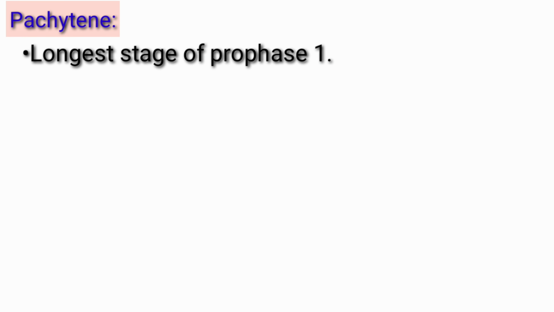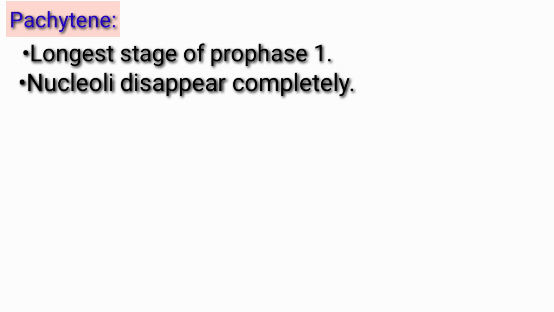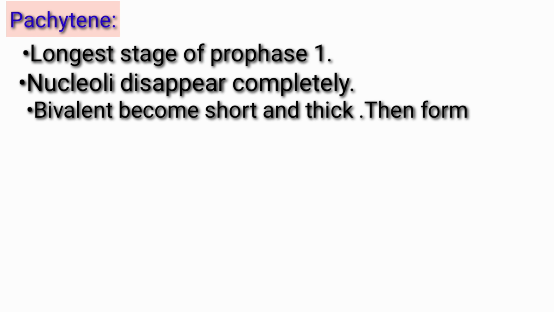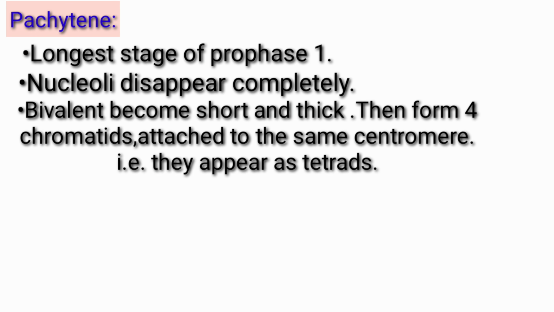Now see the third stage of prophase 1, known as pachytene. It is the longest stage of prophase 1. Nucleoli disappear completely in this stage. Bivalents become short and thick and form four chromatids attached to the same centromere. That is, they appear as tetrads.